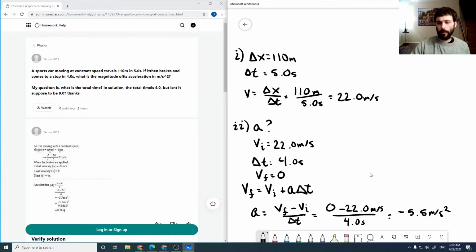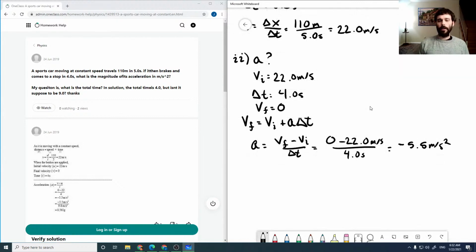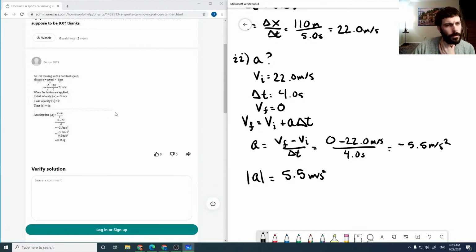It's looking for the magnitude of the acceleration, so we might as well finish out the question. The magnitude is the unsigned quantity, so just 5.5. Okay, so we'll check the solution here. And they divided by g. I don't know why that would be, but okay. Everything else looks okay.